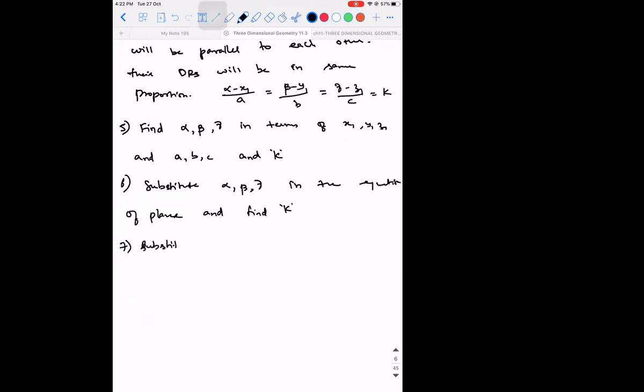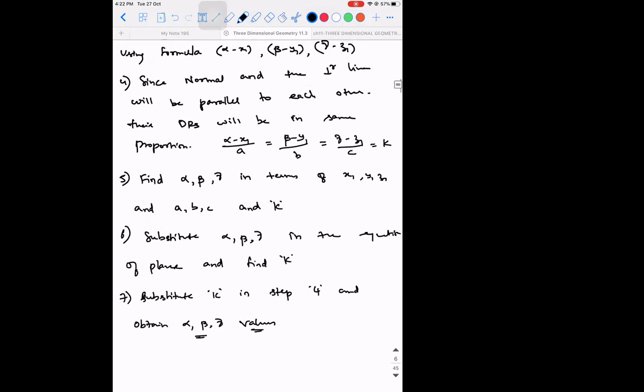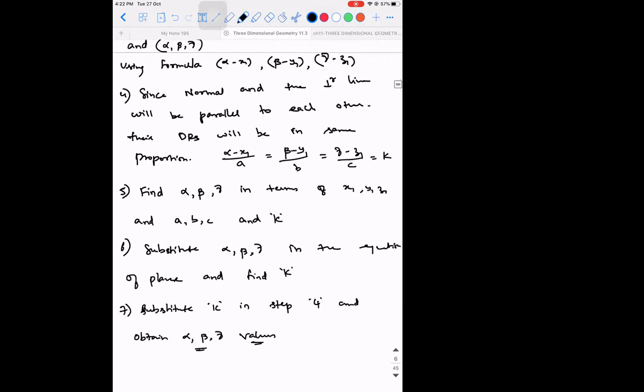Substitute K in step 4 and obtain the alpha, beta, gamma values. Please make a note of this. Is there any doubt?